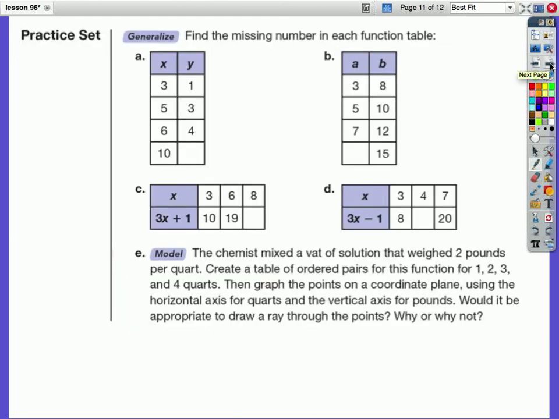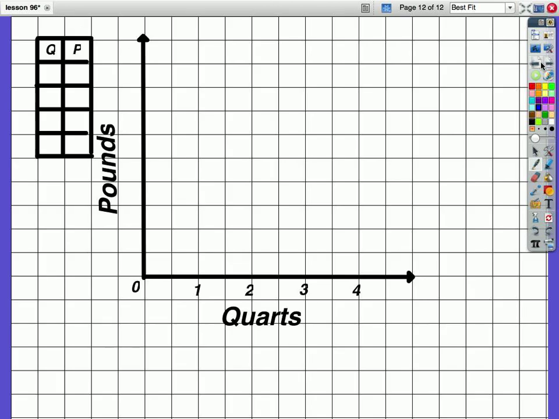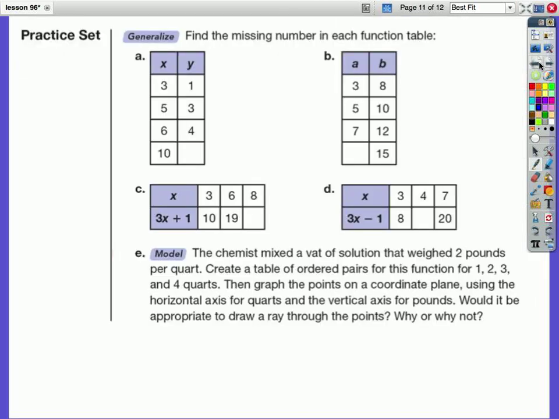Okay, so go ahead, do the practice set, and make sure you bring any questions you may have to class. There's a graph on this last page to help you if need be.